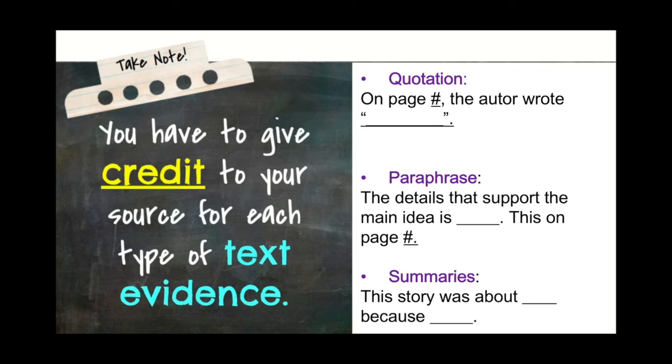So the reason why we write what page number the information came from is because you have to give credit to your source for each type of text evidence that you use. So if you're using quotation, like a quotation text evidence, you can write or you can say on page blank, the author wrote, quote, and then you say word for word what the author wrote.